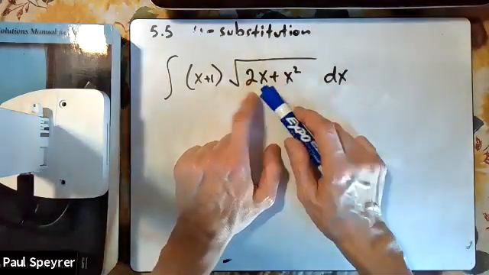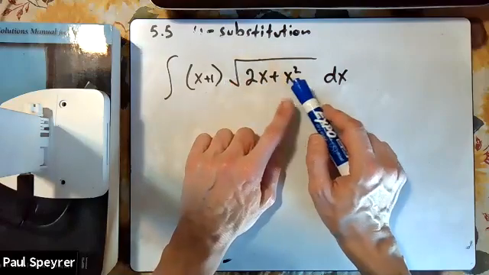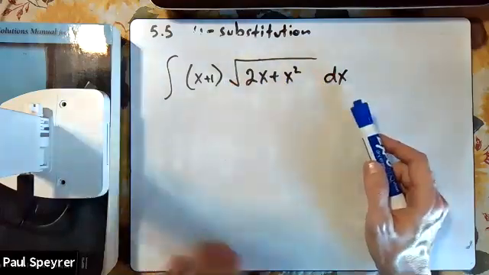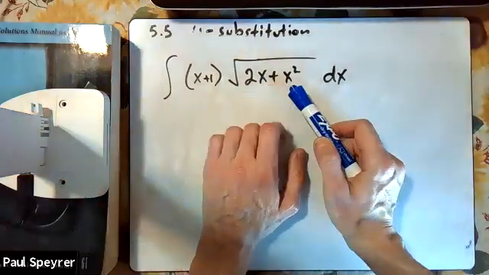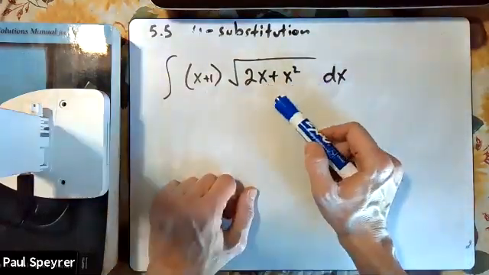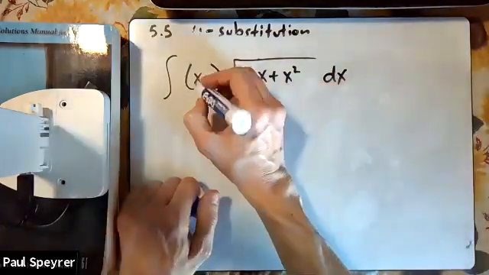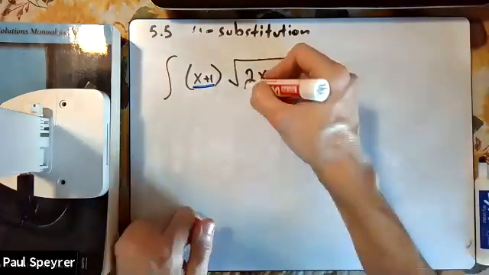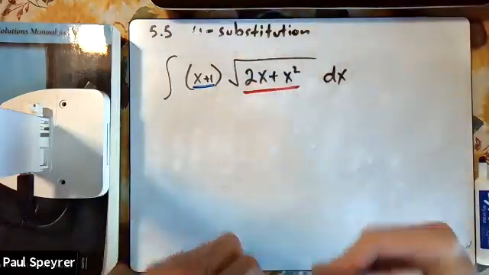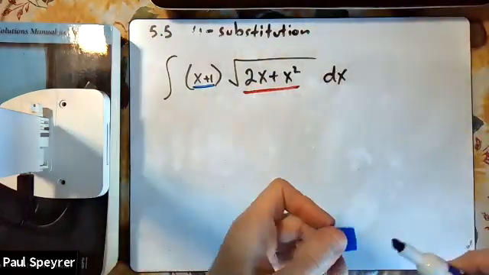Remember, we can't say, oh, square root of 2x plus square root of x squared. No, no, no. Can't do that, right? If these were connected by multiplication or division, then sure, we could separate it like that. So we have two different possibilities. This could be u, or this could be u. Which one is it going to be?